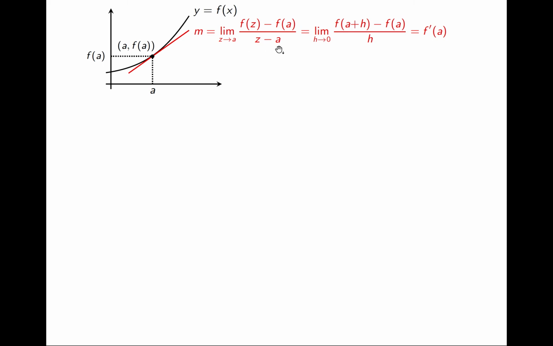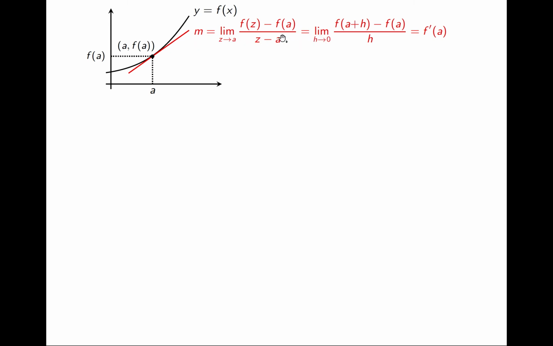the limit as z approaches a of f of z minus f of a over z minus a, also equal to the limit as h approaches 0 of f of a plus h minus f of a divided by h. These limits that give you the slope at x equals a depend on what a is. If you change a, you change this point, you change the tangent line, it has a different slope.